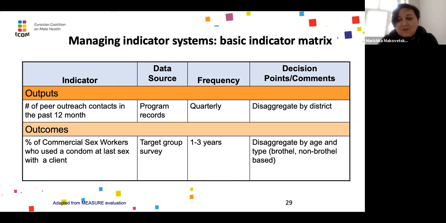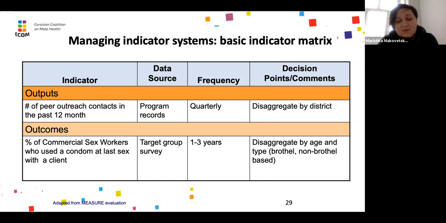on a quarterly basis. And then, as comments or decisions, you may disaggregate this indicator by district or by facilities, or, I don't know, by schools, whatever you work in. I mean, you should think about your interests, how you want to present your indicator.